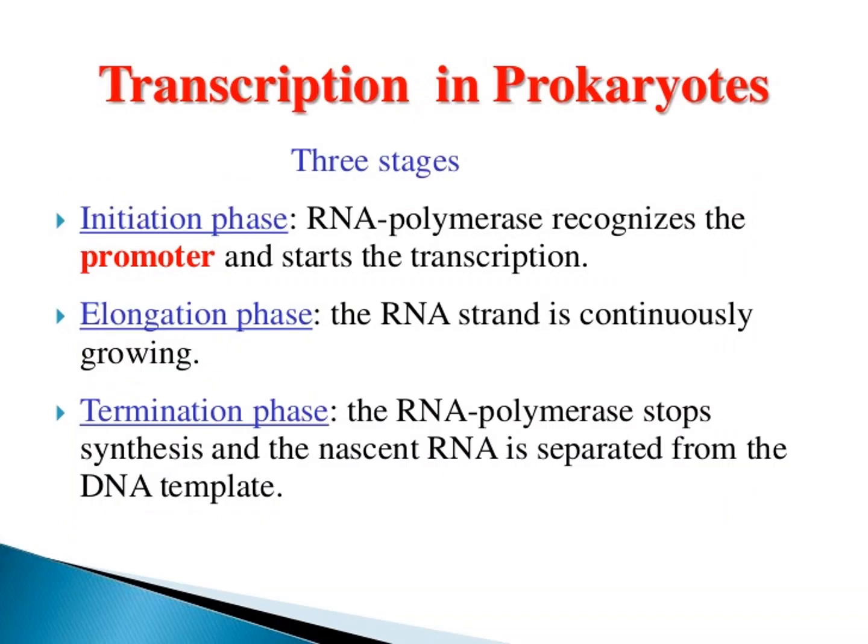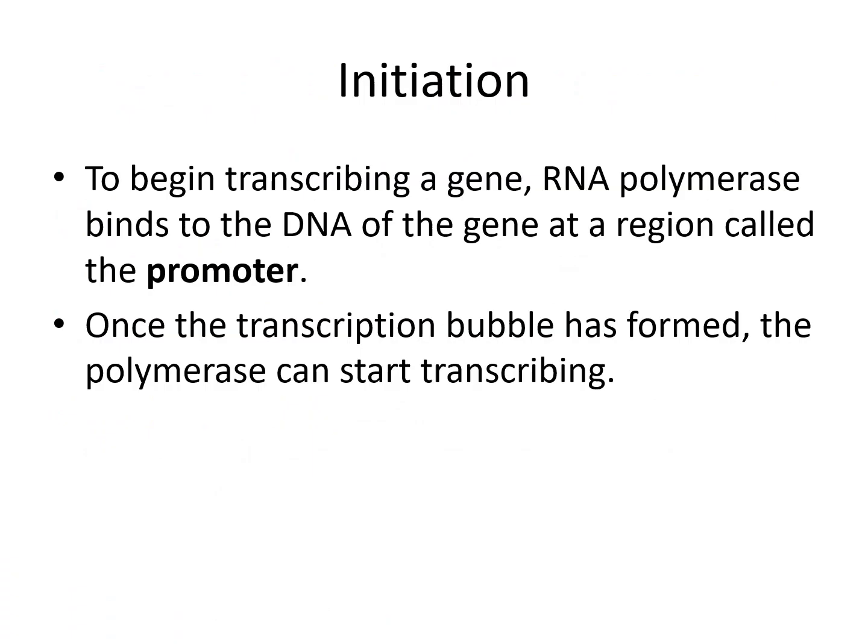I have given a note for each phase. Initiation means the RNA polymerase recognizes the promoter and starts the transcription. Elongation means the RNA polymerase adds the RNA nucleotides continuously and synthesizes the RNA strand. This is called the elongation phase. Then in the termination phase, the RNA polymerase stops synthesis and the RNA is separated from the DNA template. Termination means the end of the transcription process. Now we will see in detail about the initiation phase, elongation phase and termination phase.